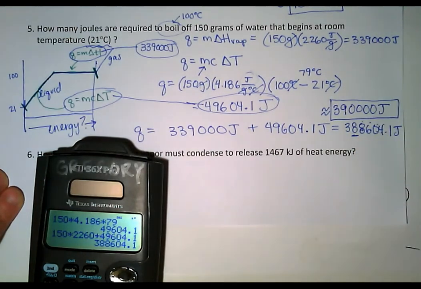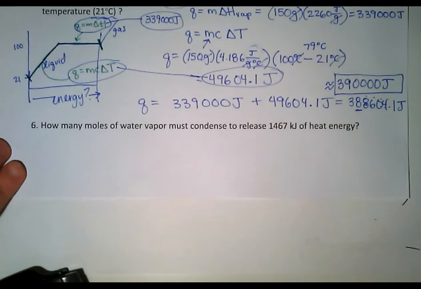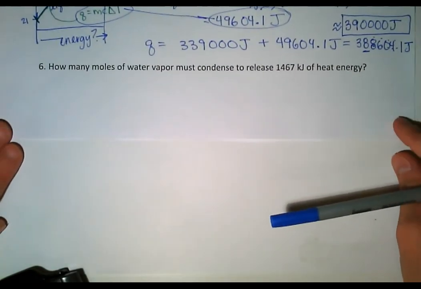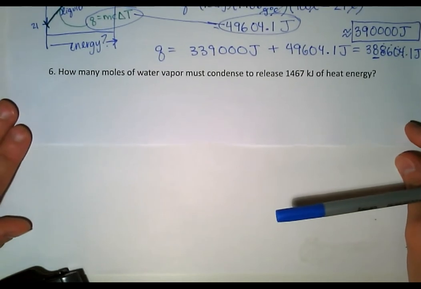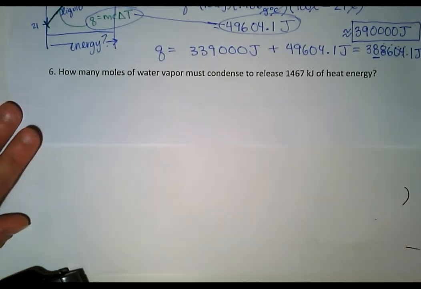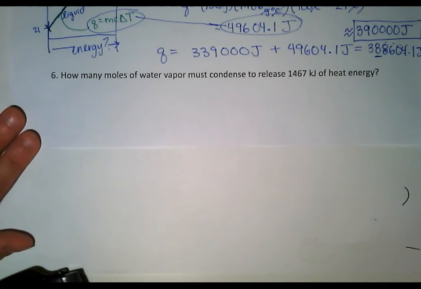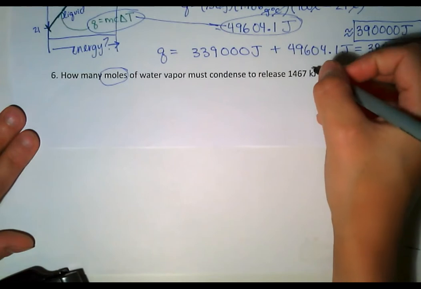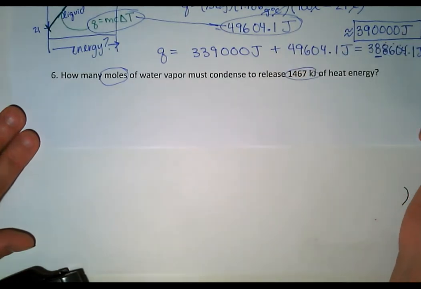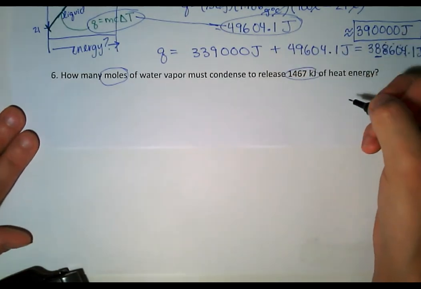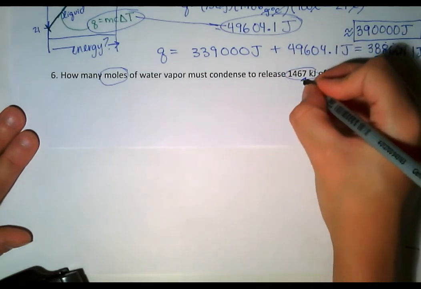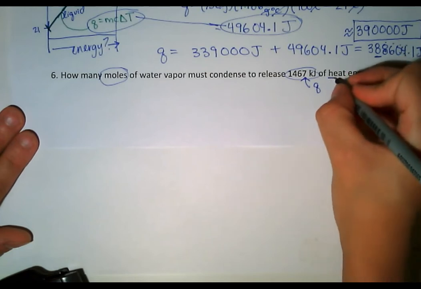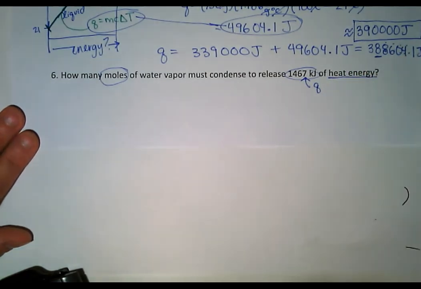All right. Our last problem says how many moles of water vapor must condense to release 1467 kilojoules of heat energy. Okay, so we want moles, but we have a value of kilojoules to start, and we don't have any other information. So this value of kilojoules, it's amount of energy, so we know that must be Q. It even tells us that it's heat energy, so that's our value of Q.